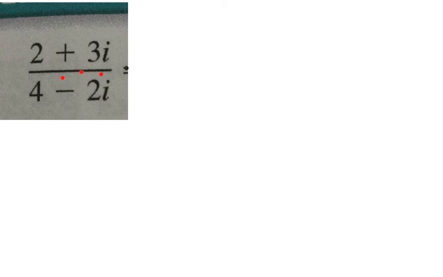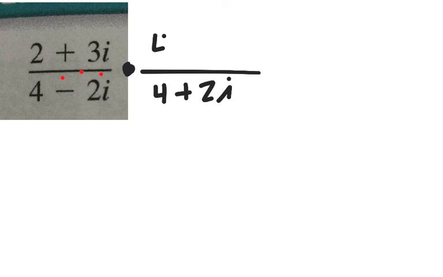Multiply by what? So I heard it. Conjugate. If I multiply the denominator by 4 plus 2i, then those imaginaries are going to cancel. Okay, but here's the deal. If I multiply the denominator by 4 plus 2i, I have to multiply the numerator by 4 plus 2i. Because what that makes it look like is now I'm multiplying by 1. So when I multiply by 1, I'm not changing the number. I'm just changing the form.